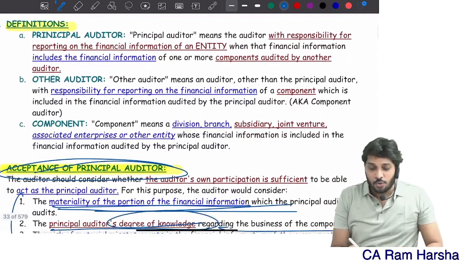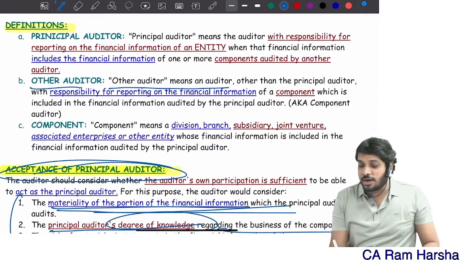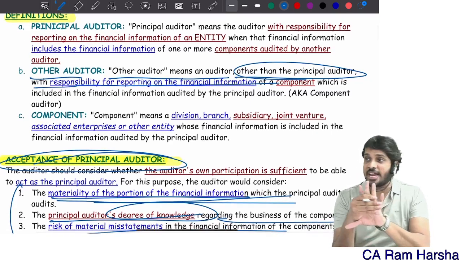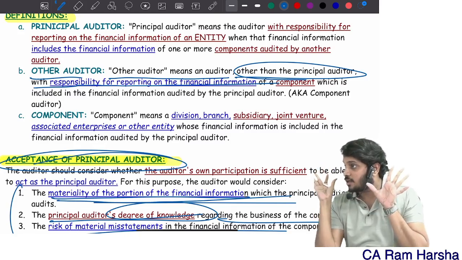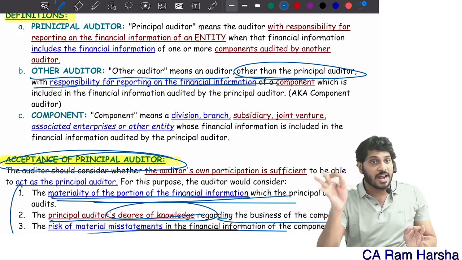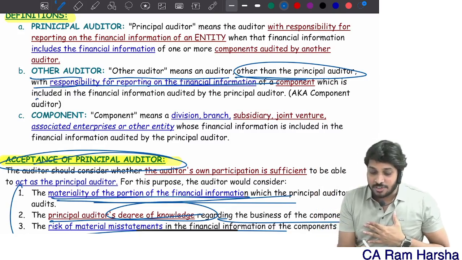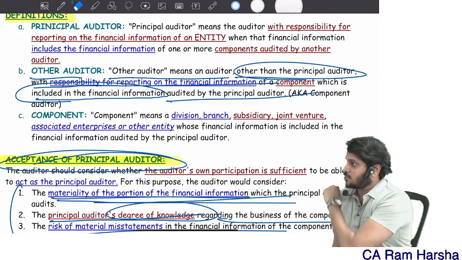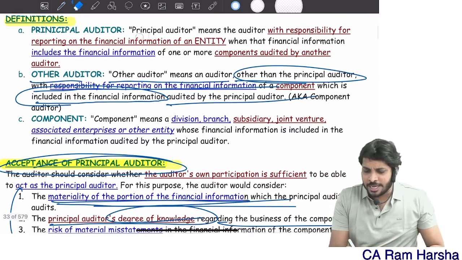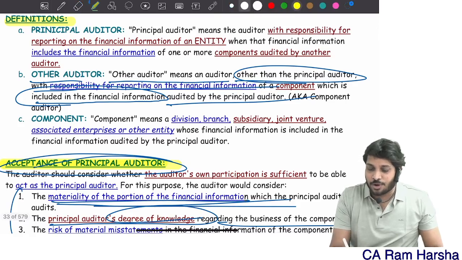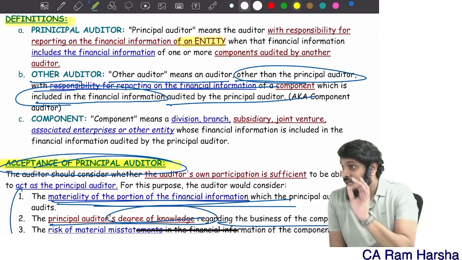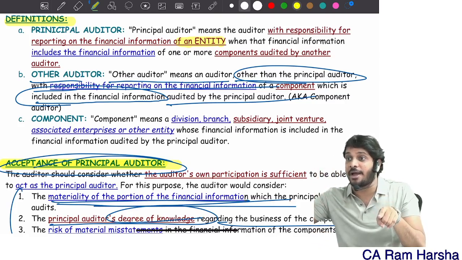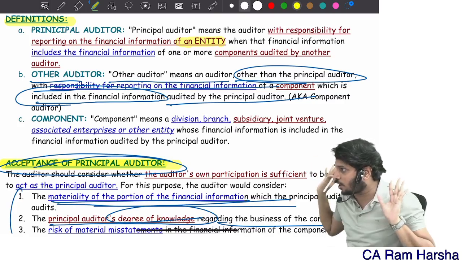That's why you see, who is an other auditor? Other auditor means an auditor other than the principal, who has responsibility for reporting financial information of a component. They are only responsible for the financial information of the component, which is included in financial information audited by the principal auditor. Who is principal? He is an auditor for the entity. Principal auditor is an auditor for the entity, where that information includes information audited by one or more component auditors.